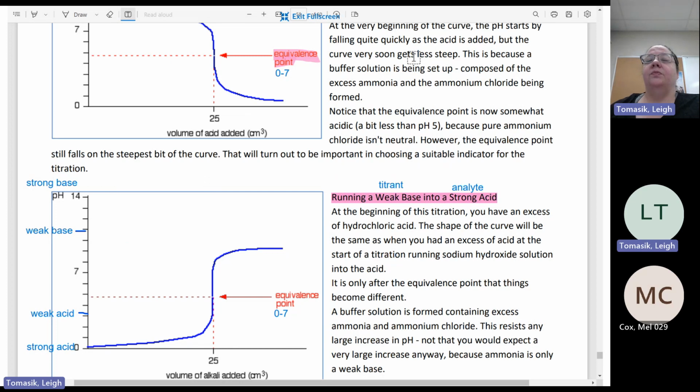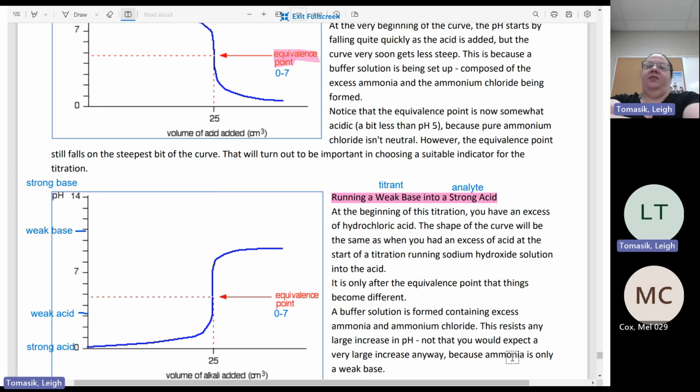The weak thing, okay, whether it's the analyte or the titrant, the weak thing determines where the equivalence point is. Okay, so the analyte, whether it's an acid or a base or strong or weak, right? That determines where the line starts. Okay, whatever is weak determines where the equivalence point is.